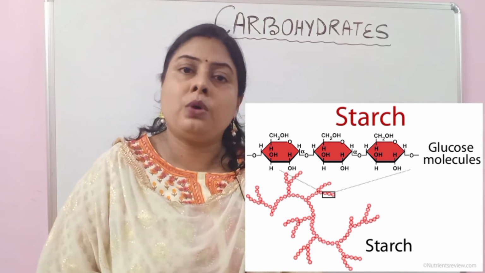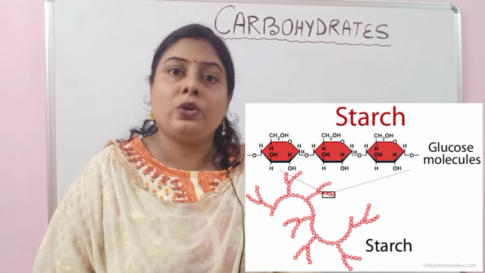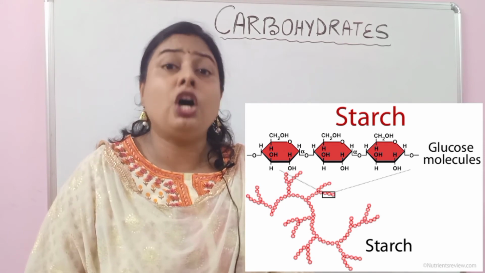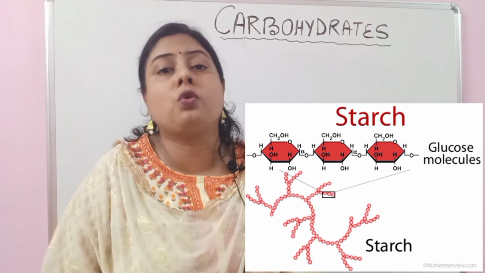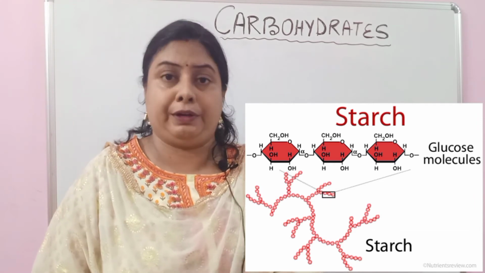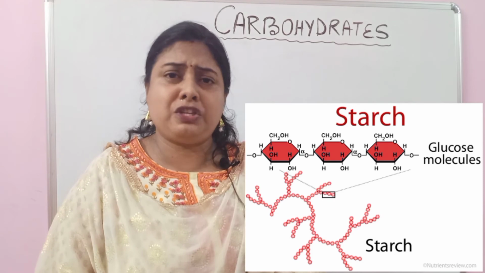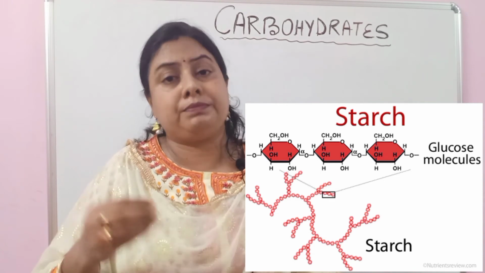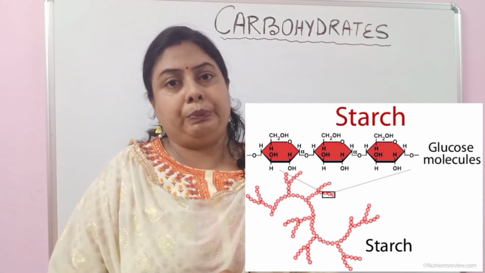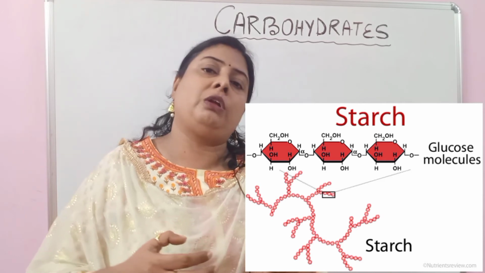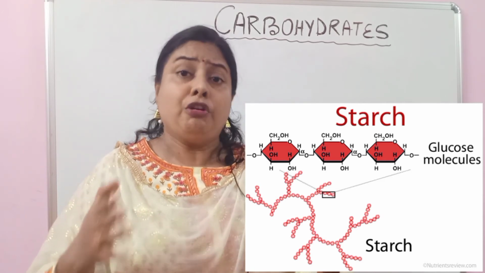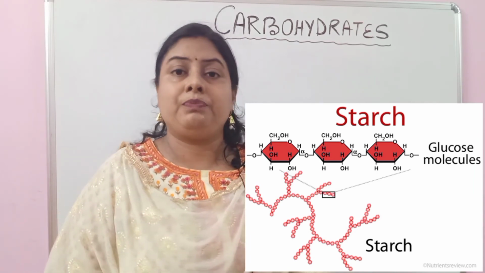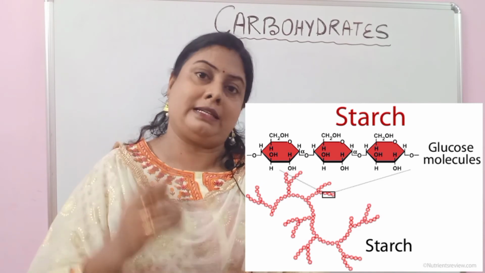The most common one you have seen is starch, which is the storage form of glucose in plants. It is a homopolymer of glucose, also called glucosan. That means many units of glucose are joined to each other to form the starch molecule. Now, glucose in the starch molecule are joined in 2 major ways, forming 2 parts of the starch. One is known as the amylose and the other is known as the amylopectin.